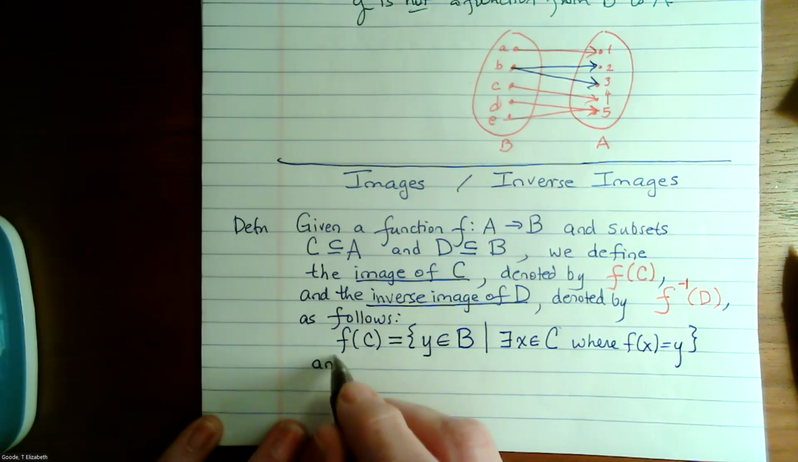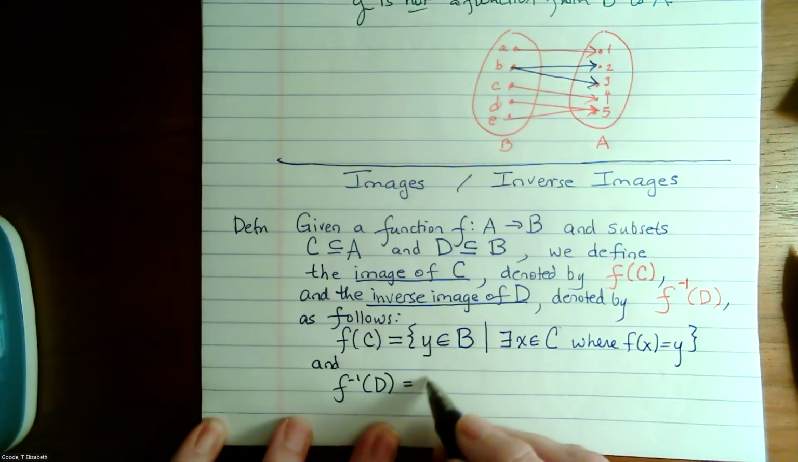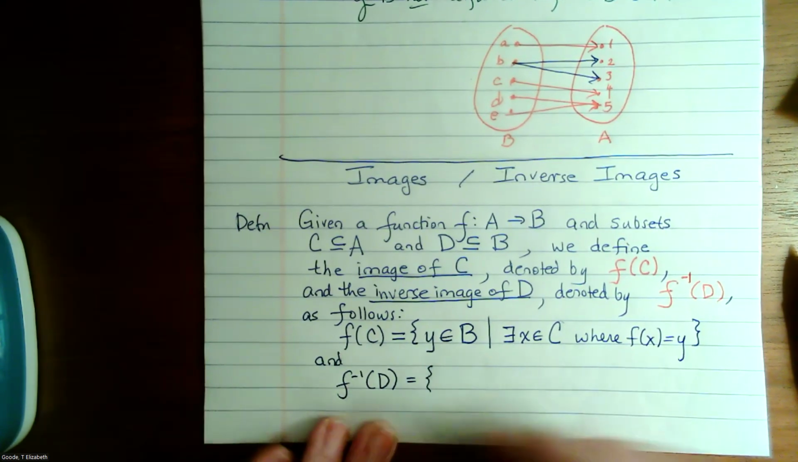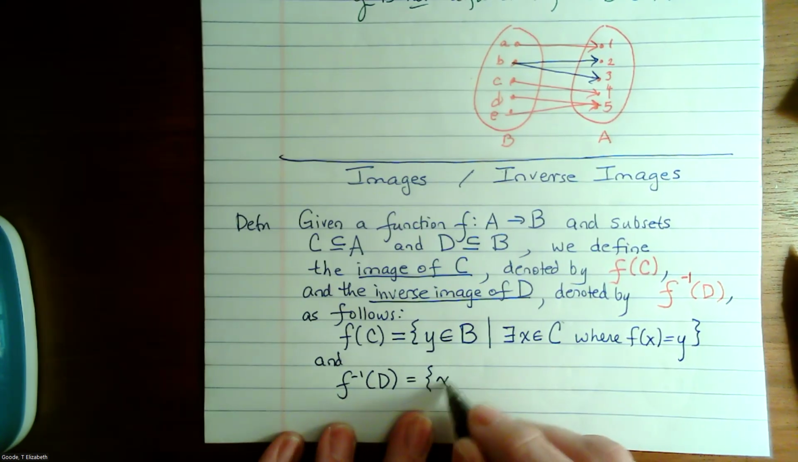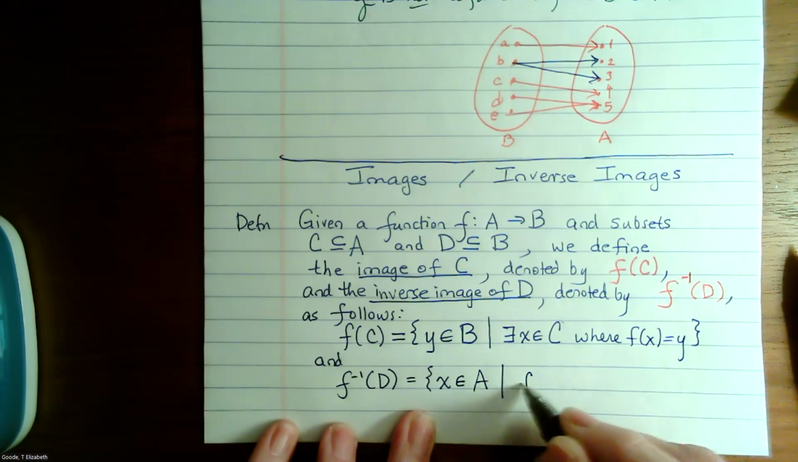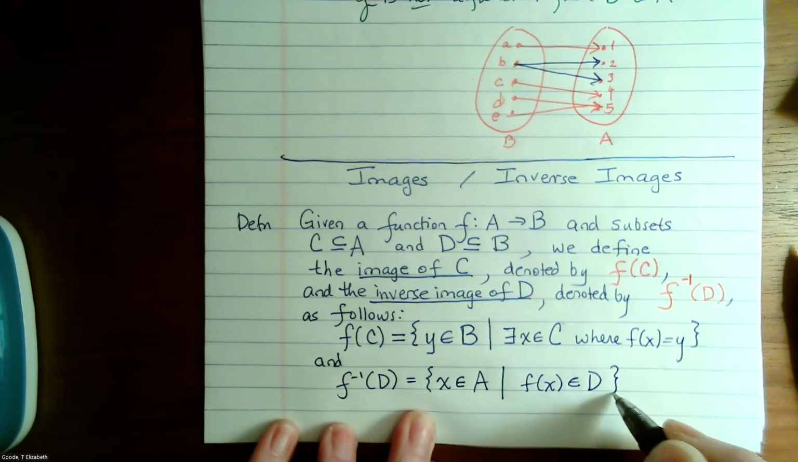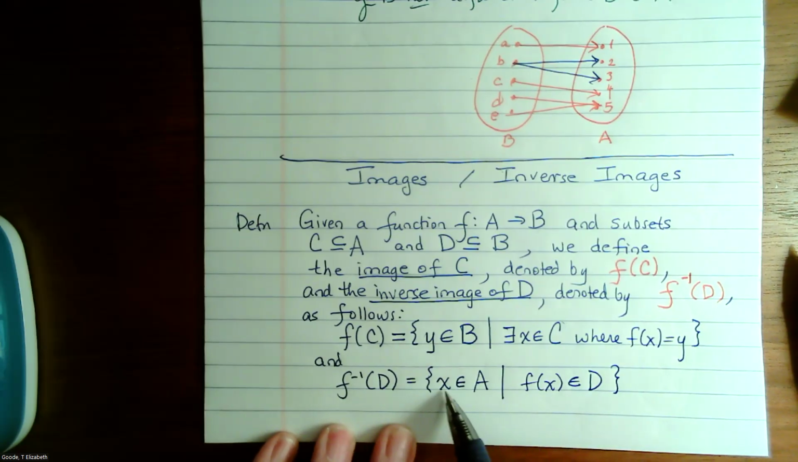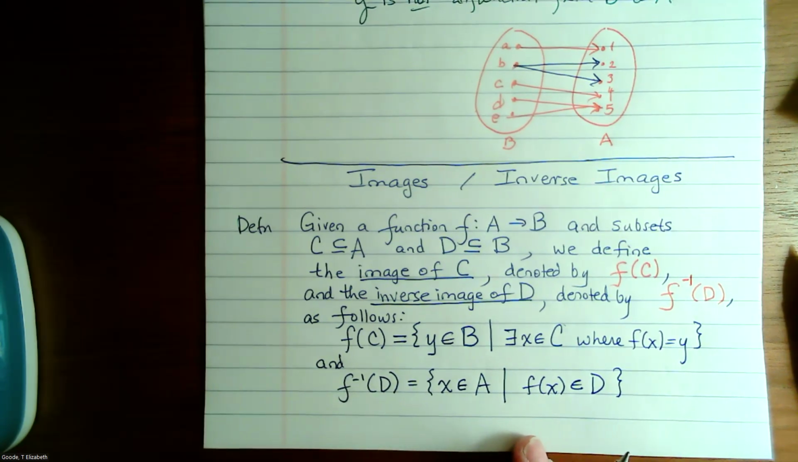And F inverse of D is equal to, well, it's also a set, but we're looking backwards to see what mapped into D. So it's the X in A such that F of X is an element of D. In other words, it's the X's in A whose arrows landed in the subset D. Okay, we'll draw some pictures.